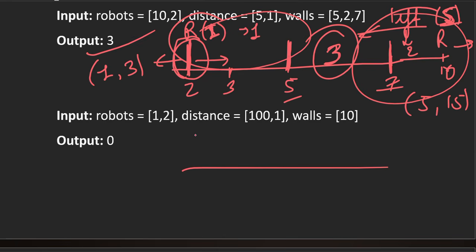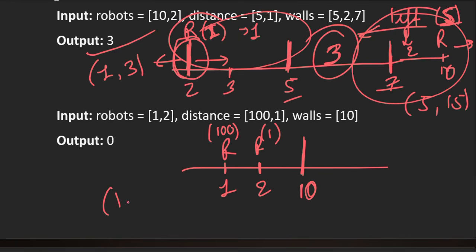Let's see the next example. In the next example, a wall is present at 10. We have a robot at 1 and another robot at 2. This robot has a distance of 100, and this robot has a distance of 1. Let's see the range of this robot.